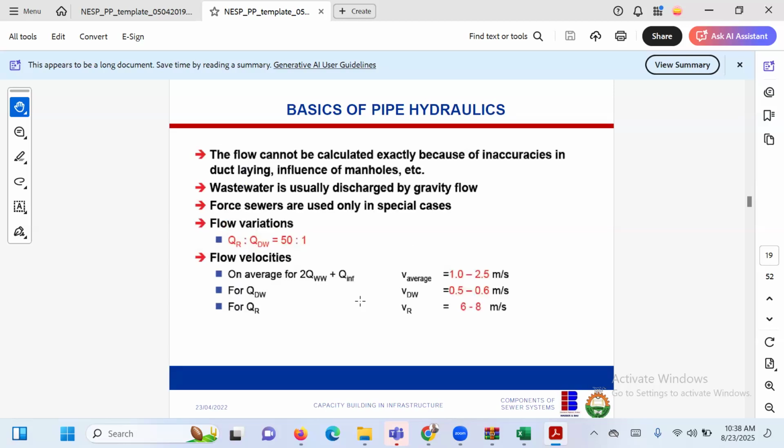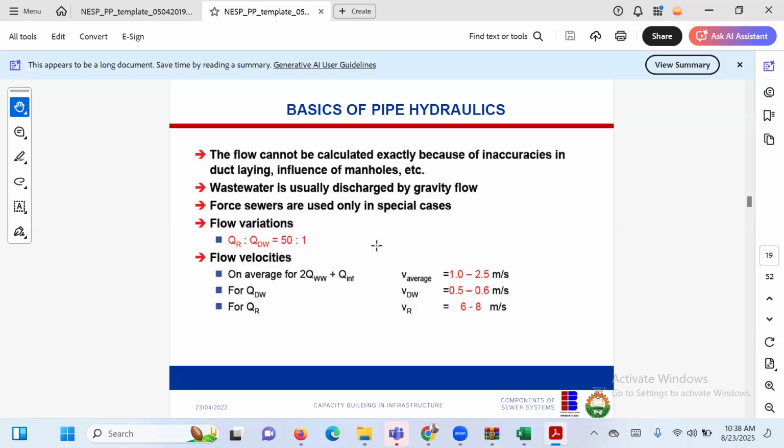Okay. So here it talks about the basis of pipe parameters. He said the flow cannot be calculated exactly because of inaccuracies in duct laying, influences of manholes, etc. Wastewater is usually discharged by gravity flow. Force sewers are used only in special cases, almost in no cases. Just ignore. Pipes are always an open system, and the other one is flow by gravity.